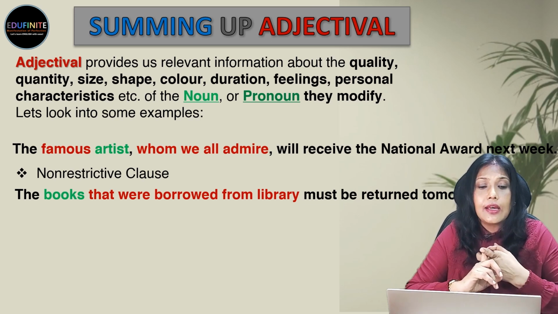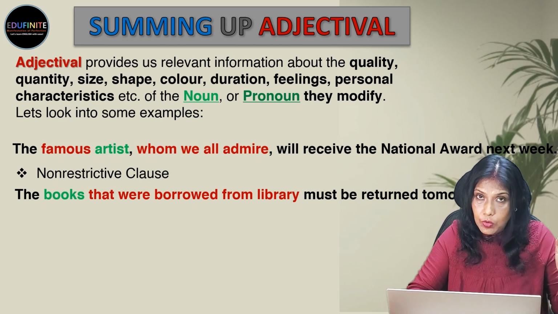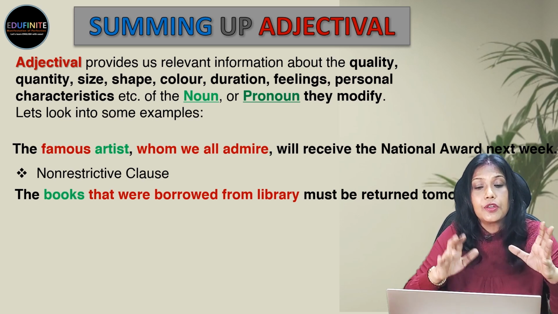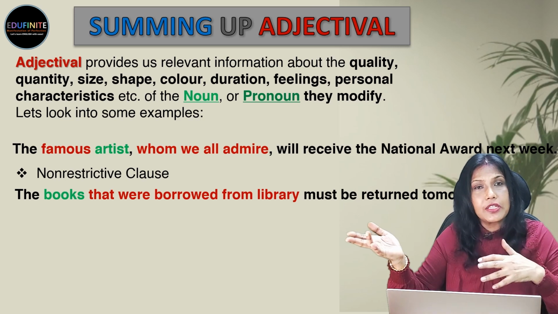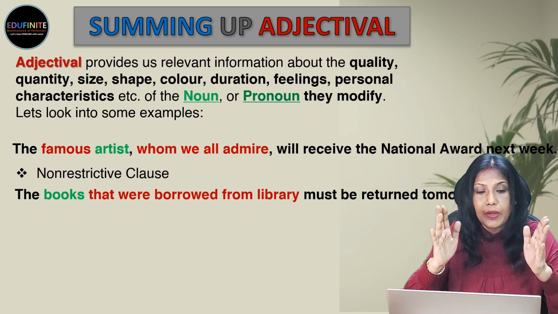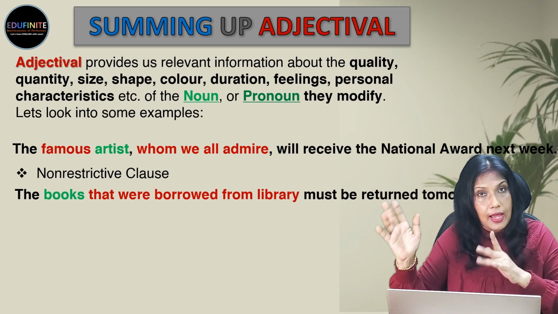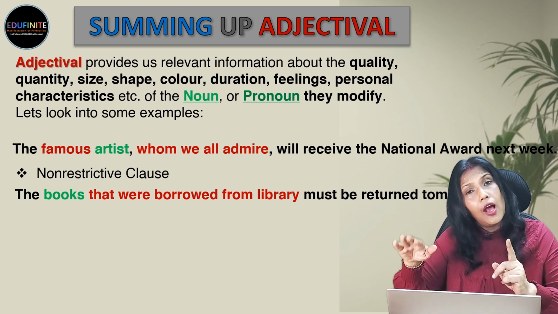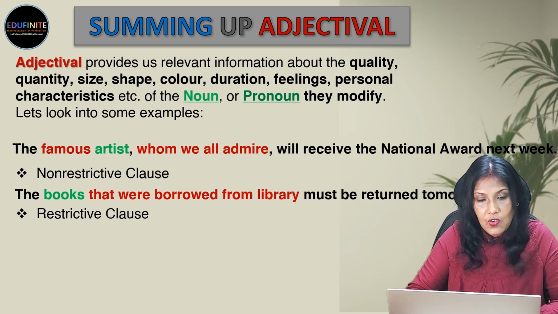Now this clause, that were borrowed from the library, tells us about the noun books. It's modifying the noun books: which books? The books that were borrowed from the library. Because if we just say the books must be returned tomorrow, it's not giving us the whole idea. So the books taken from the library are to be returned tomorrow. So this is a restrictive clause.